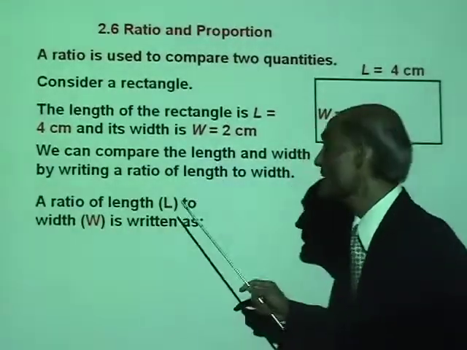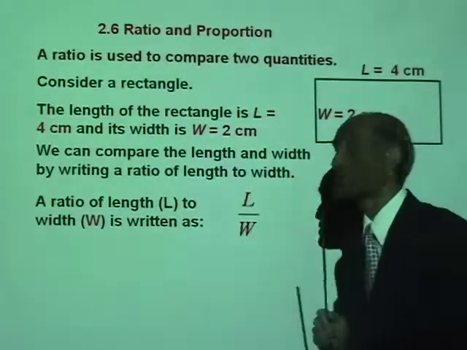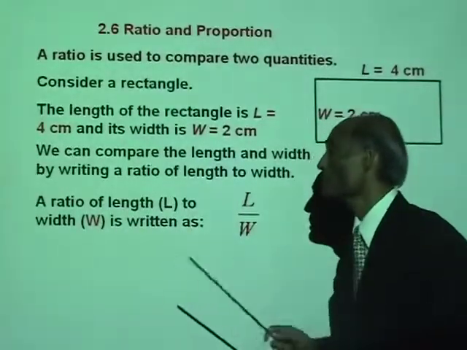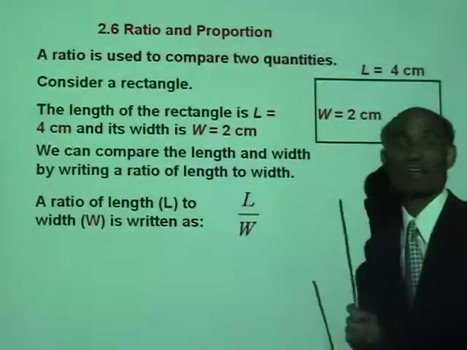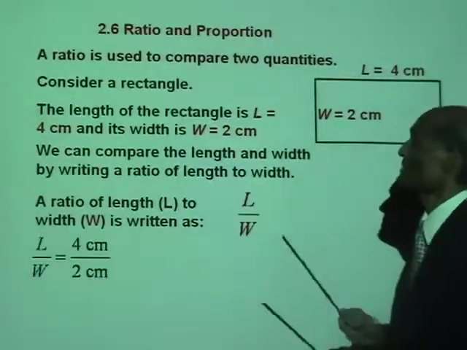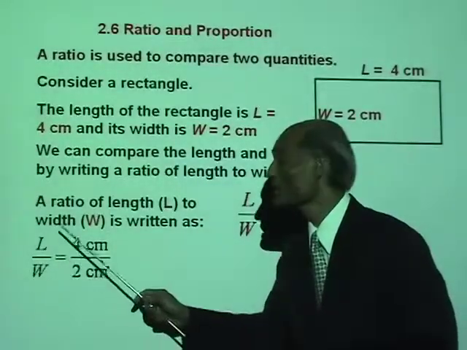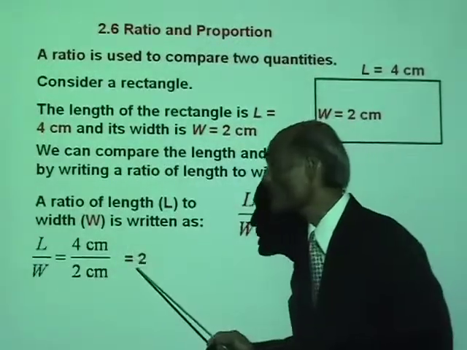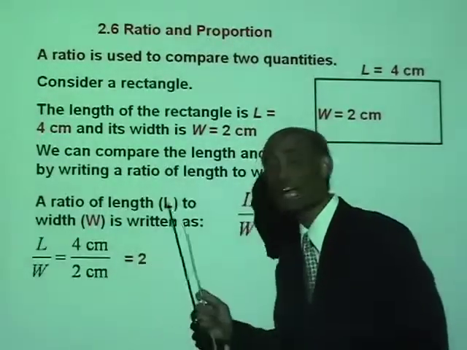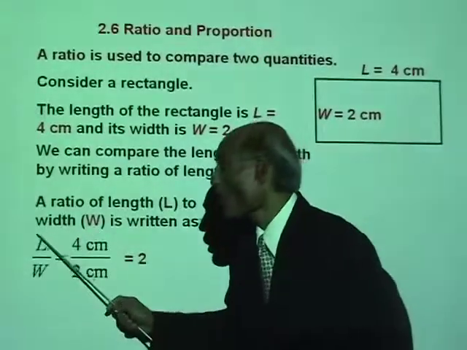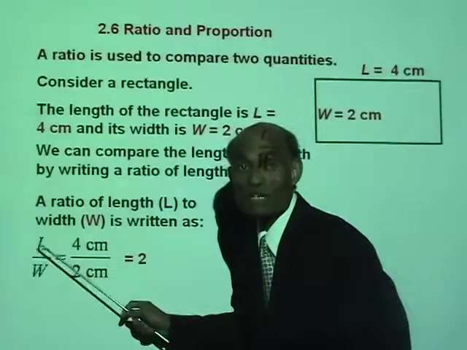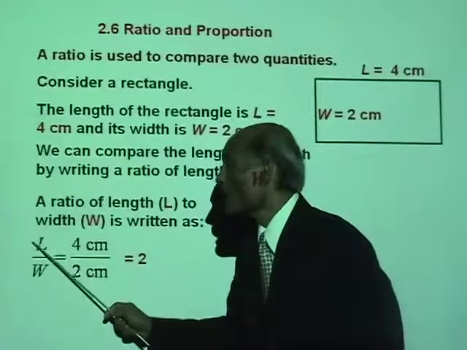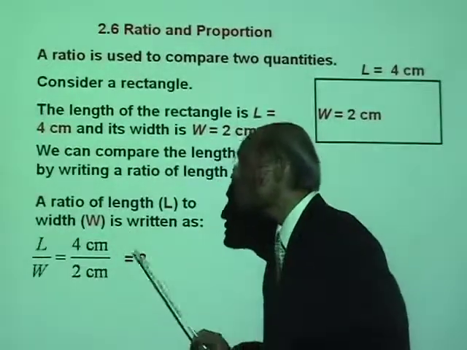How do you write the ratio of length to width? That ratio is L divided by W. The ratio of length L to W is L divided by W. And what is that equal to? In this case, that ratio is 4 centimeter divided by 2 centimeter. That is 2. Now, what does this ratio tell you? We took the ratio of L to W. It tells you the ratio is 2, means length is twice the width.